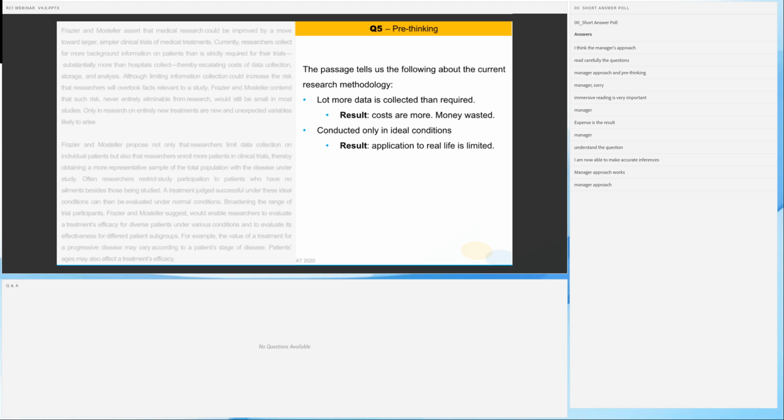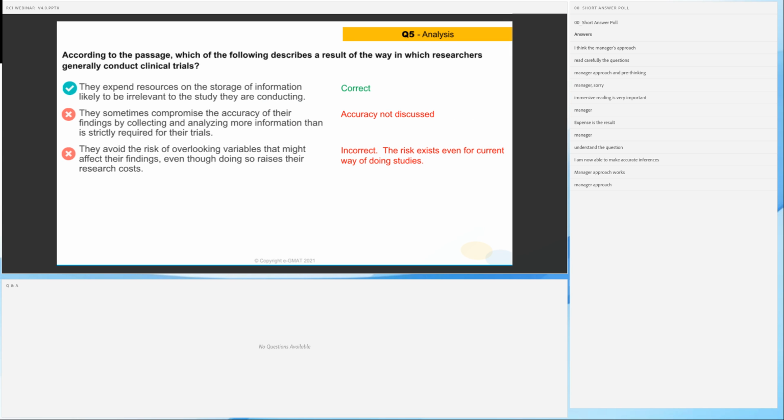Okay, in the first paragraph, what we really say is lots and lots of data is collected. That results in additional cost. Money is wasted. The second is we only conduct this in ideal conditions and we have to go do a second trial. The result is applicability is limited or you have to do a two-step process. So either one of these could be my answer over here. Okay. Choice A in this is the correct one.